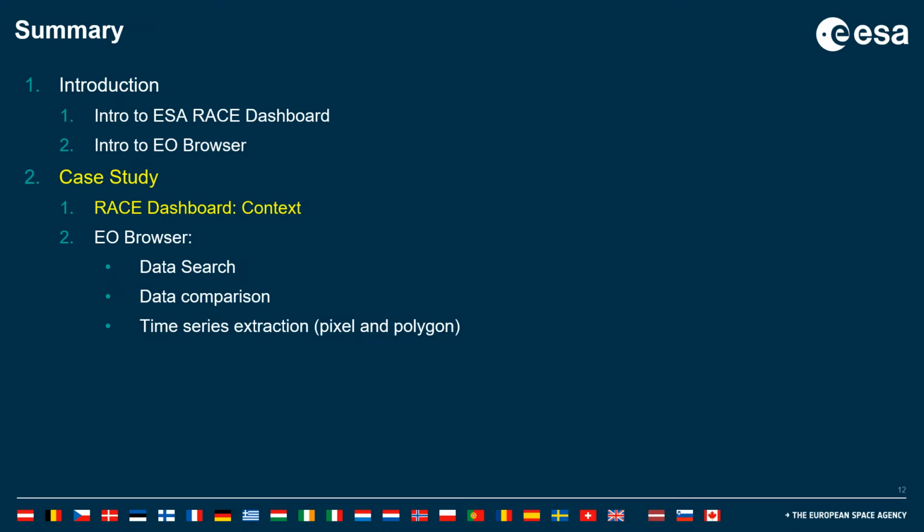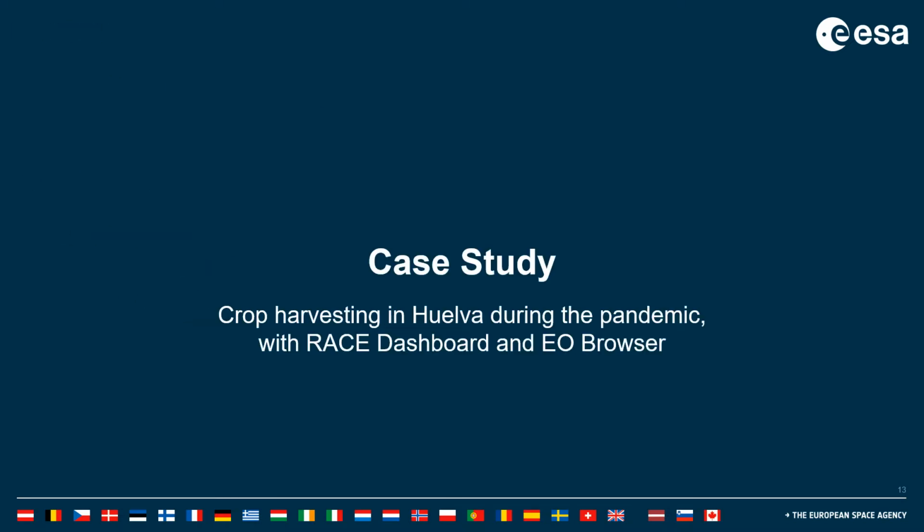And with this we will start our case study, first extracting some context from the RACE dashboard. We will follow a case study focused on the area of Huelva, located in the south of Spain, which is one of the areas with more greenhouses for fruits and vegetables. We will analyze what happened using the RACE dashboard and later on using the EOBrowser.